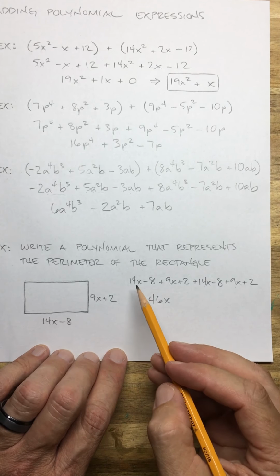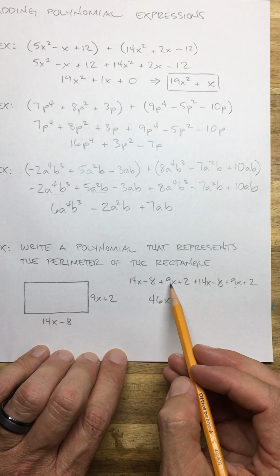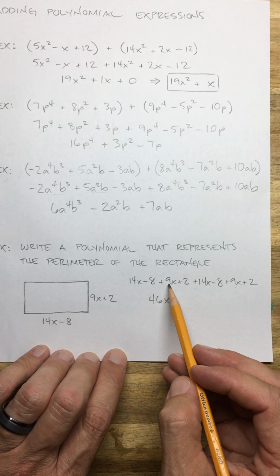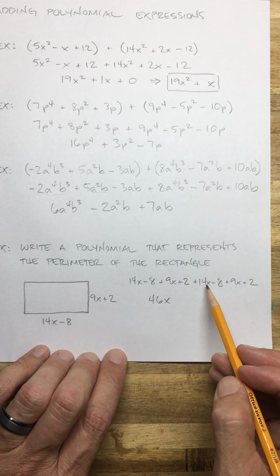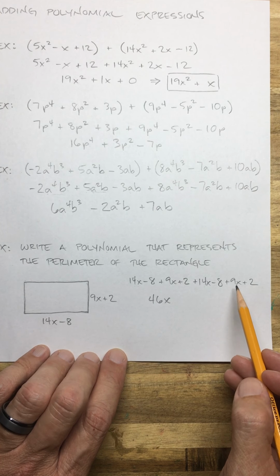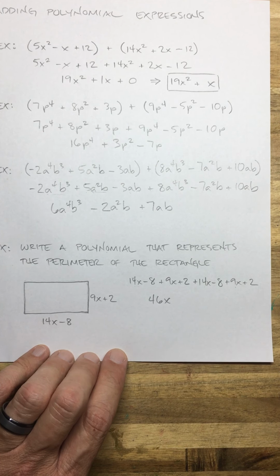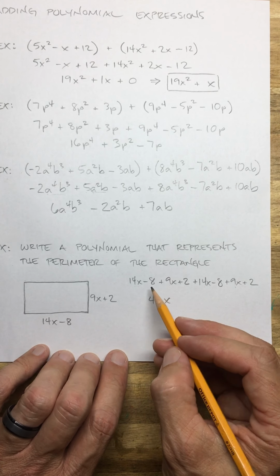And I'll just double check. 14 plus 9, that's 23. 14 plus 9, that's 23. 23 and 23 is 46. Yay.